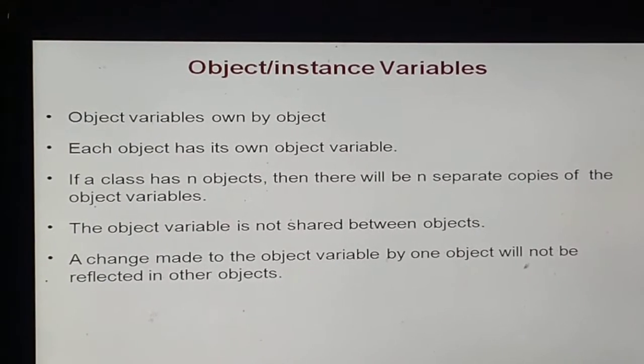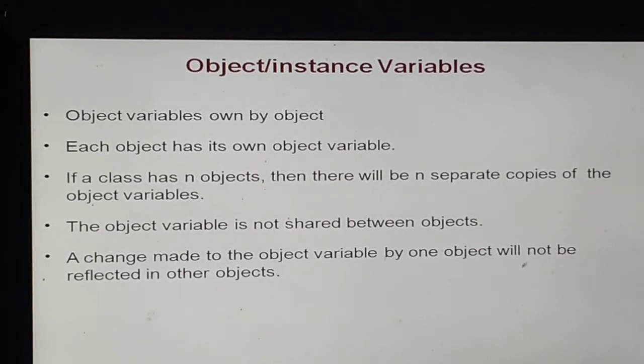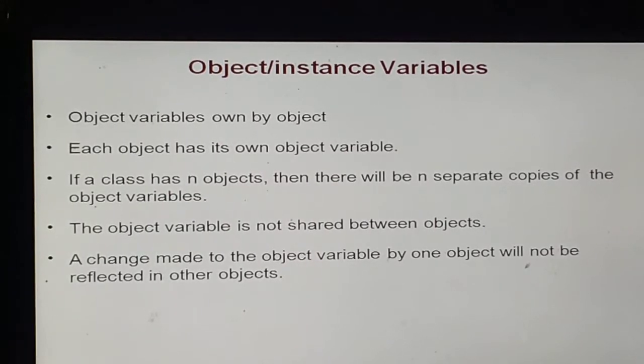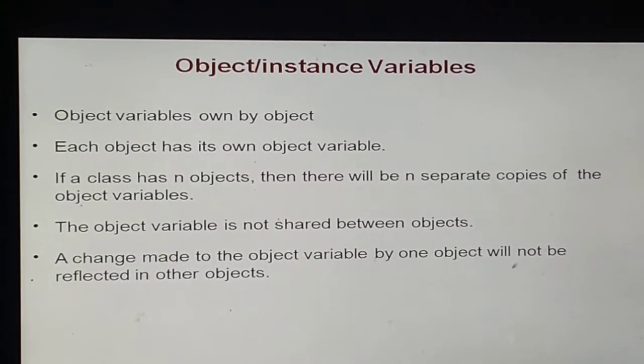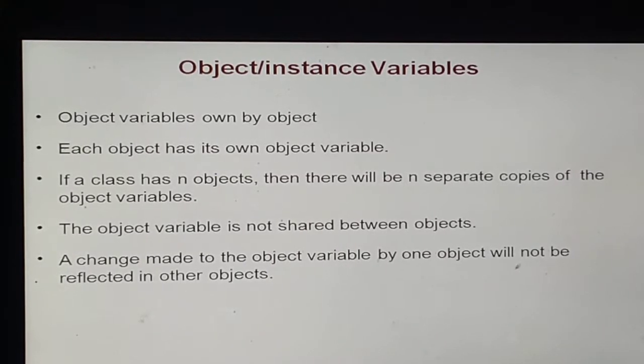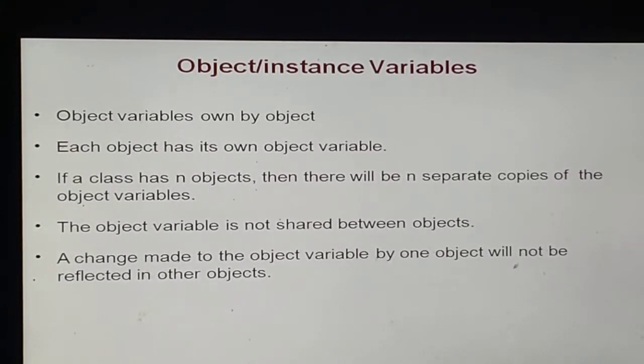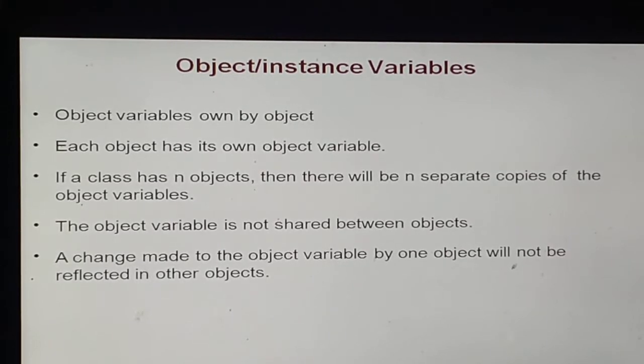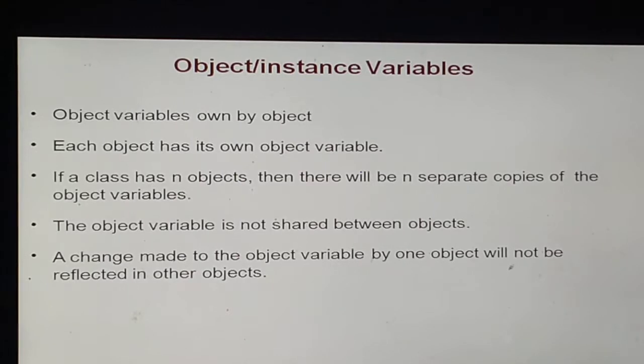Unlike class variables, object variables are defined within methods. As class variables are defined inside the class, object variables are defined inside the method. The object variable is not shared between the objects. A change made to the object variable by one object will not affect the other objects.